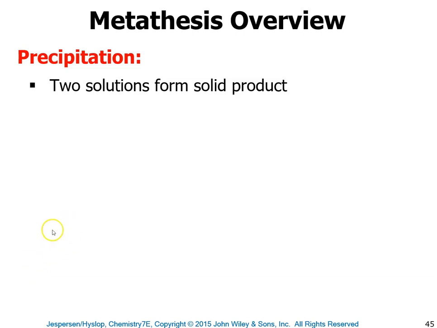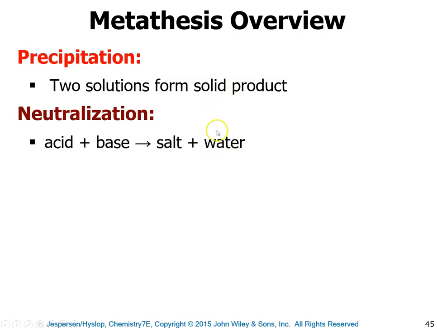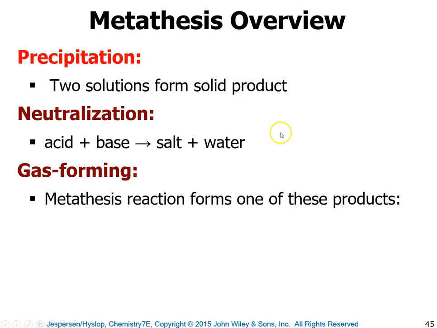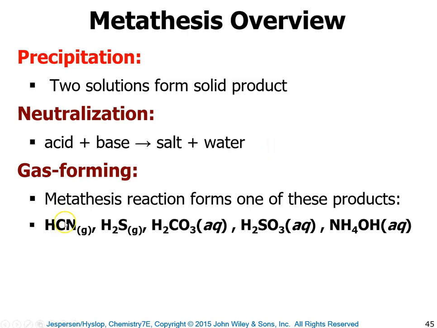So an overview: we get precipitation. If you get 2 solutions and then you form a solid product, that is going to be a chemical reaction through a metathesis. If we have neutralization, so if we take an acid and a base and we generate water, like we did in the last example, that is going to be a chemical reaction. Gas forming. This is where you would have to know some of the possibilities, or I would give you a list and say, look out for these. These are actually gas forming.